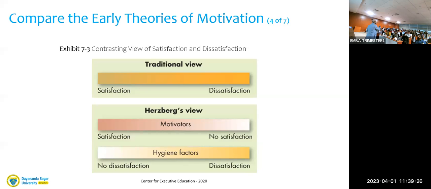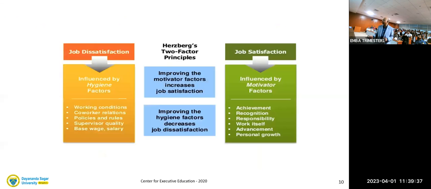That cricket match that you play on Saturday afternoon is, in a sense, a satisfier. It may not really motivate you to work harder at your particular job. So that was Herzberg's two-factor theory. He said hygiene factors are working conditions, co-worker relations, policies and rules, supervisor quality, and interestingly, also salary. He said that salary will prevent you from being dissatisfied, but it may not be a motivator. So just giving people more and more money may not be a great way of motivating people.